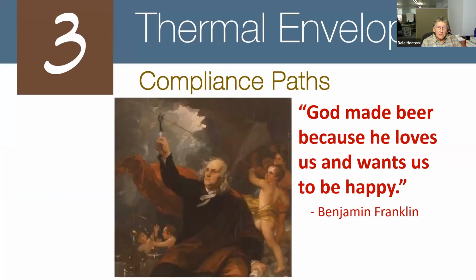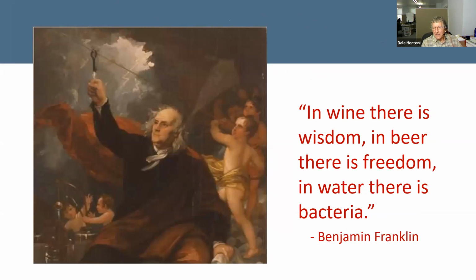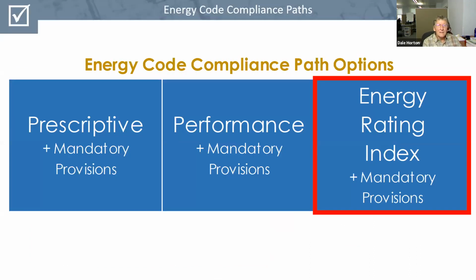Okay, so here's a question. This is a quote that you commonly see attributed to Benjamin Franklin. It's, "God made beer because he loves us and wants us to be happy." So, Paul, do you think that was a legitimate Ben Franklin quote? He's shaking his head. And I think he's on top of it. In fact, the actual quote is, "In wine there is wisdom, in beer there is freedom, in water there is bacteria." That is a legitimate Ben Franklin quote. And the question is, who in the hell cares? And then who figures this out? There's actually a Ben Franklin Institute in Philadelphia, of course, who decides whether these are legitimate Ben Franklin quotes.